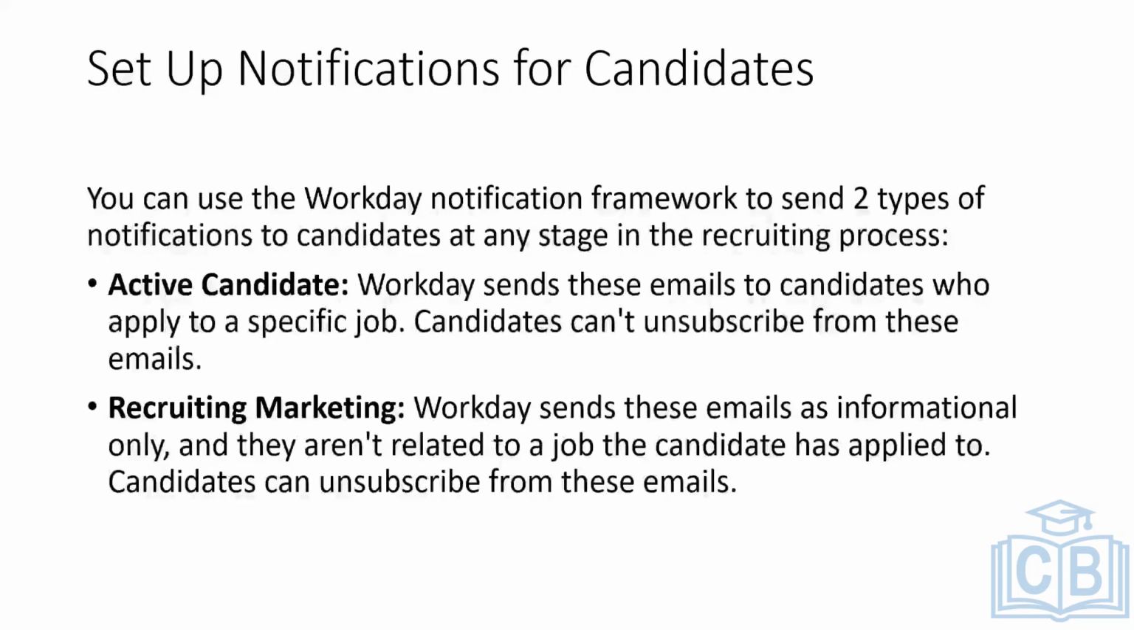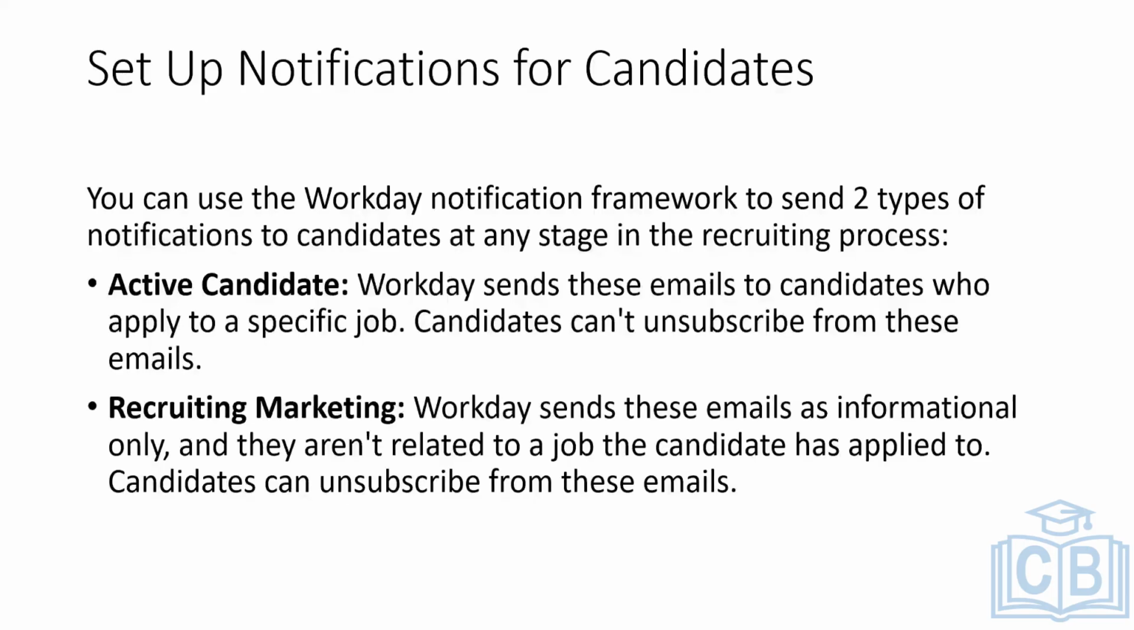Then set up notification for candidates. There are majorly two types of notifications related to candidates. One is the active candidate communication. Another one is the recruiting marketing mails, like the job alerts. Active candidate communications are like the notifications which we put on the VPs of the job application stages. And those notifications go to the Gmail ID of the candidate or to the inbox of the candidate home account.